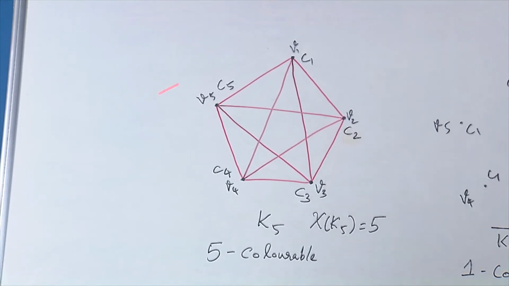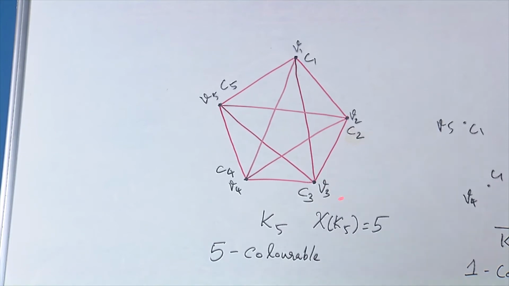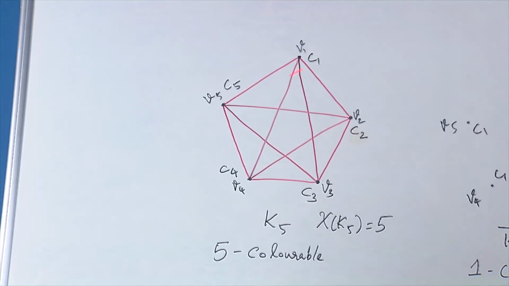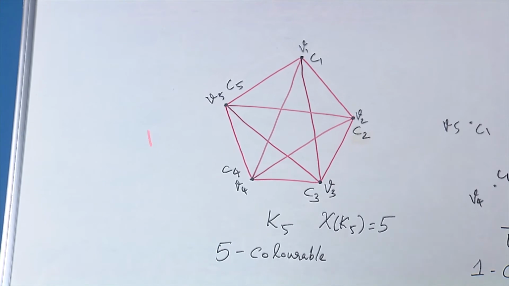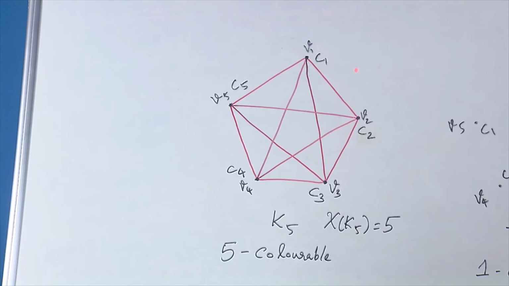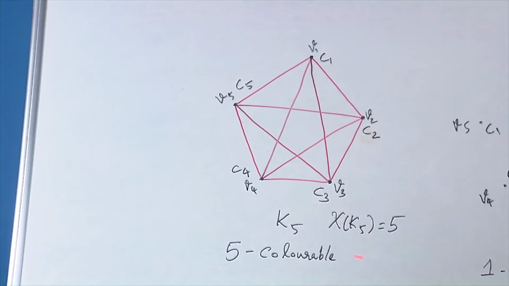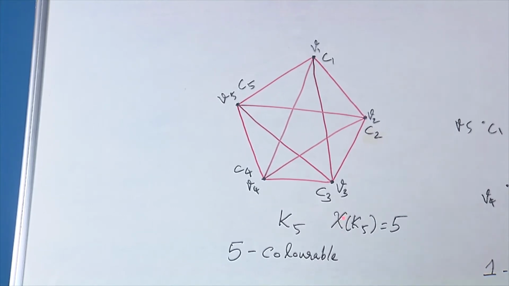Here, since this is a complete graph, we cannot give the same color to two different vertices because every vertex is incident with all other vertices, which means that here I have to give a different color to all the vertices and that is minimum here. So my chromatic number, denoted by chi, I already told you, the chromatic number of K5 is equal to 5, which means this is 5 colorable.